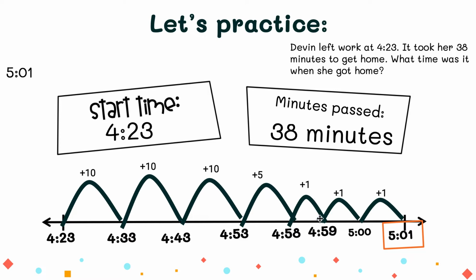So add 1 more minute and we land at 4:59. Another minute and we land at 5 o'clock. And add 1 more minute and we're at 5:01. Now I'm going to double check that I have 38 minutes worth of jumps before I decide this is my answer. So I have 10, 20, 30, 35, 36, 37, 38. Okay, we have 38 minutes. I double checked my work and our answer is 5:01. So Devin arrived at home at 5:01.